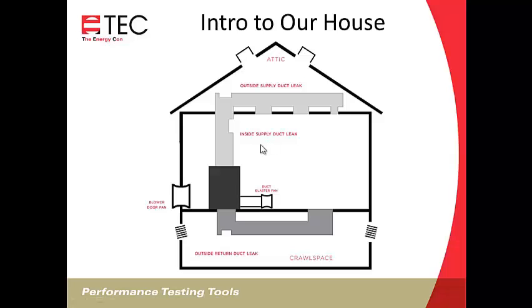And then we've got an inside supply duct leak here. So this is representing air from the ductwork that's leaking to the inside of the house. And then we've got an outside return duct leak into the crawl space down here. That's represented by this opening here. And then, of course, we've got our duct blaster and our blower door set up.